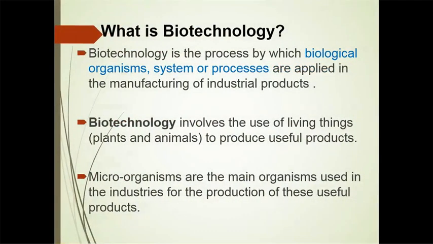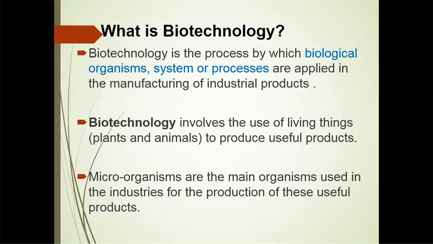What is biotechnology? Biotechnology is the process by which biological organisms, systems or processes are applied in the manufacturing of industrial products. In another term, biotechnology involves the use of living things such as plants and animals to produce useful industrial products. Microorganisms are the main organisms that are used in the industry for the production of these useful industrial products. Commonly, we have bacteria and fungi.